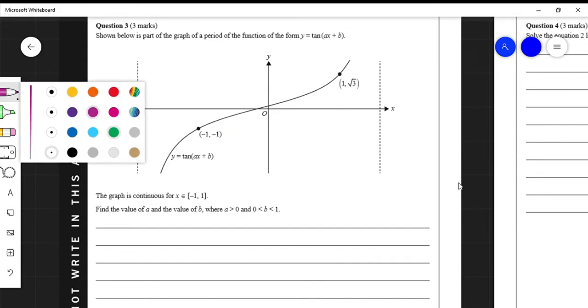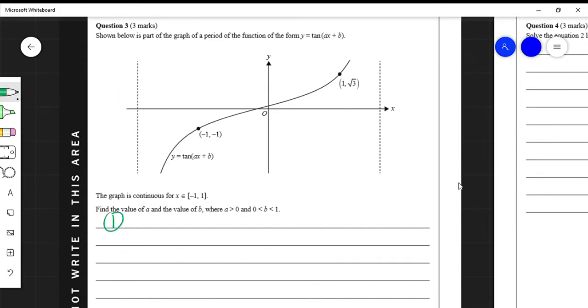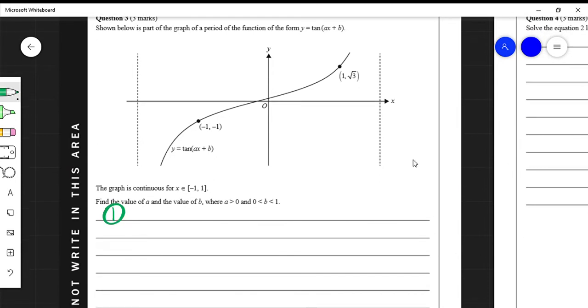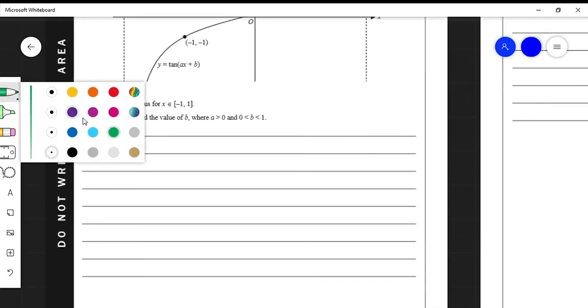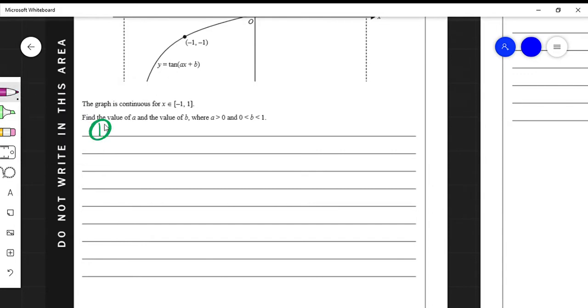So I'll take our first equation. So we're going to solve for our first simultaneous equation, and I'm going to use the point -1, -1. So we're just going to substitute that into our y equals tan ax plus b. So we get -1 equals tan of a plus b. And then you can take the inverse tangent of both sides. So be careful when you do this, but it should be fine here. So we go tan inverse of -1 equals a plus b.